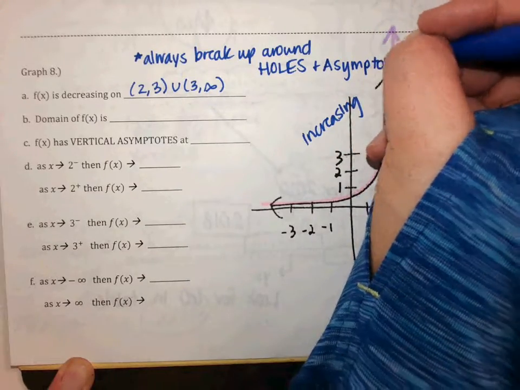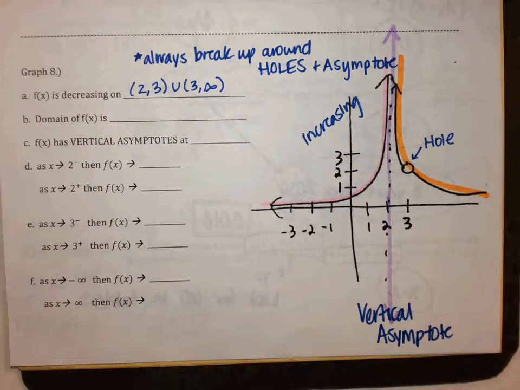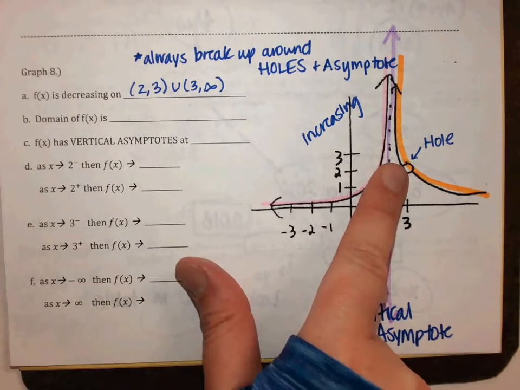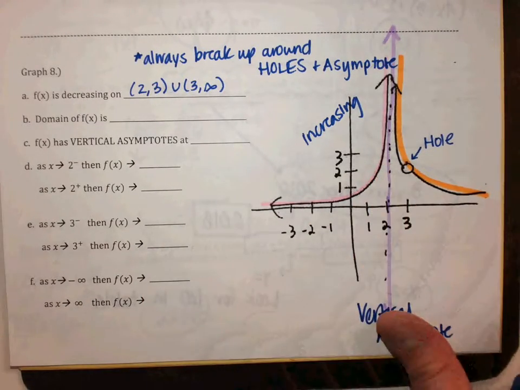Now, if you were looking at it in the calculator, how would you know what to break up around? What will it say in the table? Error, error, error, right? So I'd go from 2 to 3, stop, there's a hole, then 3 to infinity.